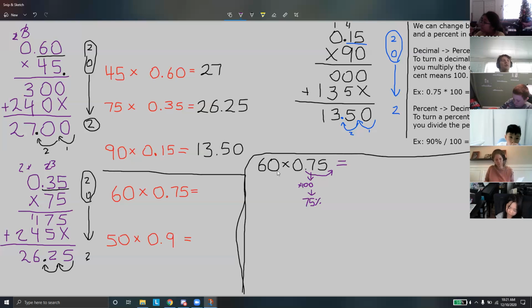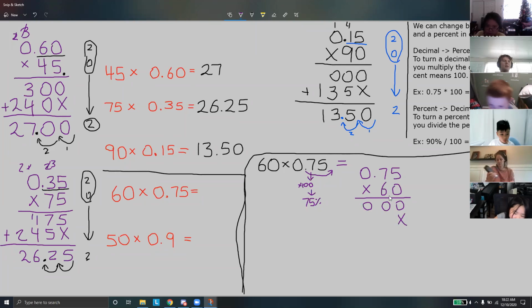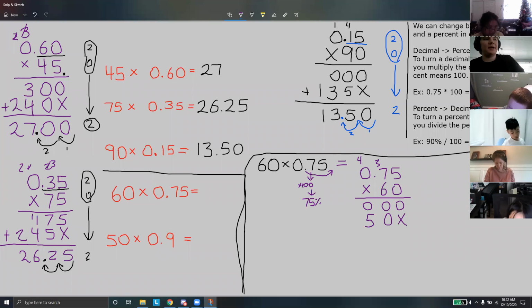Okay, great. So what I'm making very clear is when we're doing 60 times 0.75, that's the same as 75% of 60. That's what we're solving right now. We're about to solve that. So let's go ahead and solve it. Zero times everything is 0. 6 times 5 is 30. 6 times 7. Ooh, what's that one? 6 times 0 is 0 plus 4 is 4.